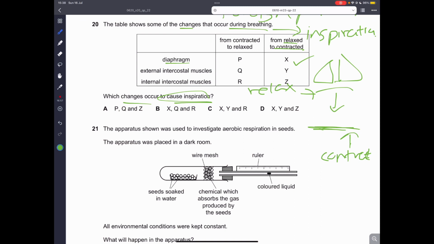It's going to expand. The outer part of the rib cage muscles are going to contract outwards, so that the volume of air inside is more. And because the external contracts, the internal is going to relax, because we call them antagonistic muscles. So X, Y, and R, this is C.